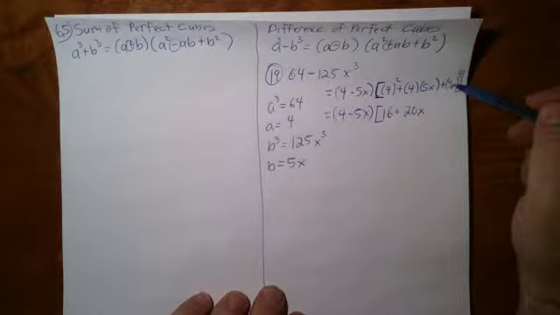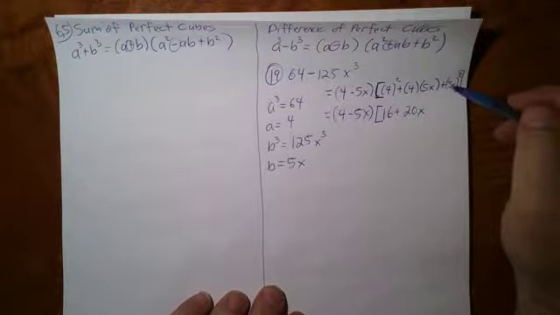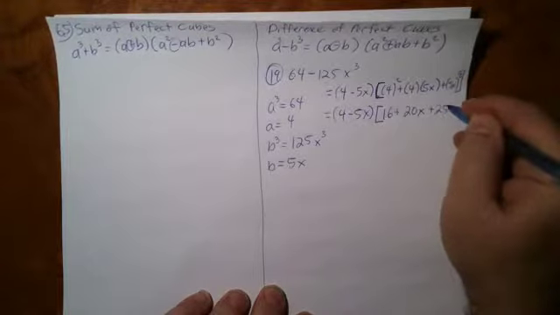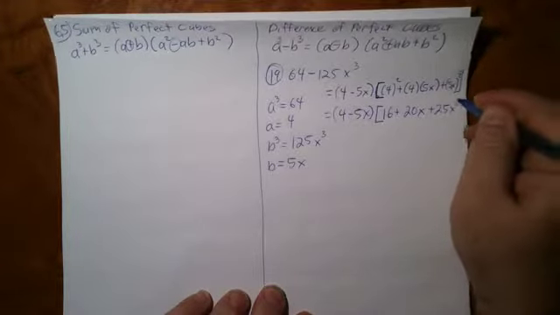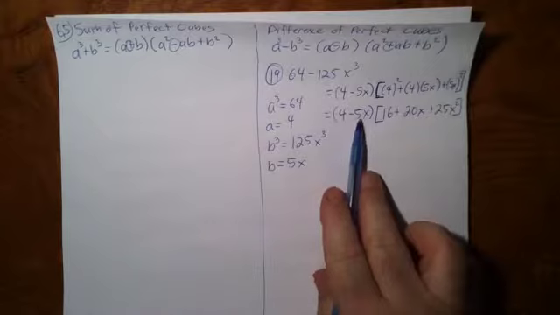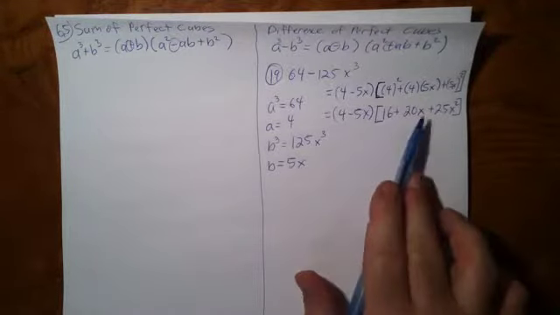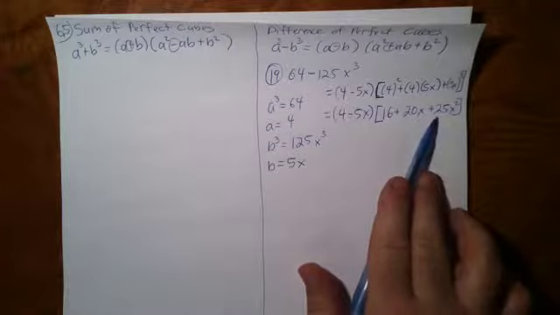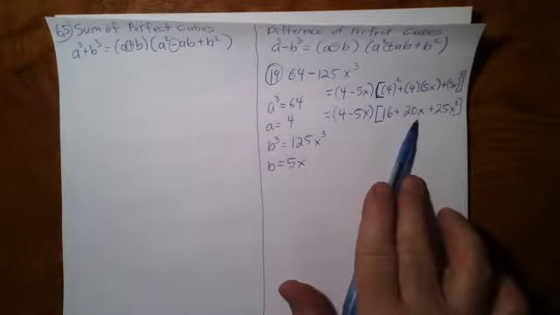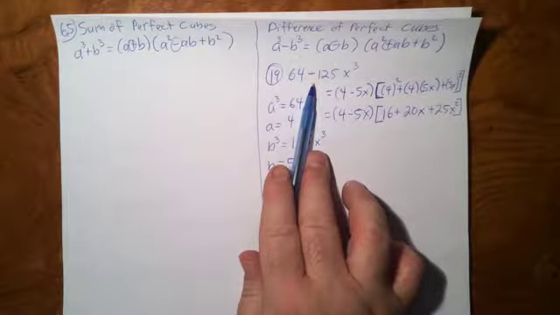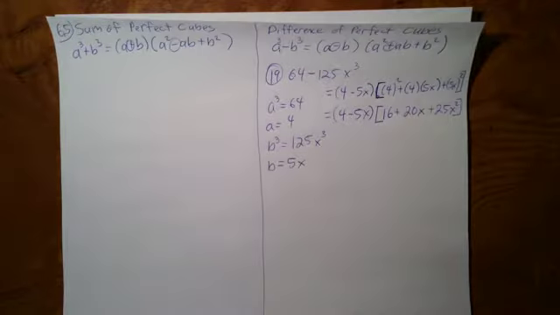And then when we have 5x squared, we square the 5, we square the x, that's going to be now plus 25x squared. And now, in the factors of 4 minus 5x times 16 plus 20x plus 25x squared, we now have the pair of factors that make up the factors of 64 minus 125x to the third.